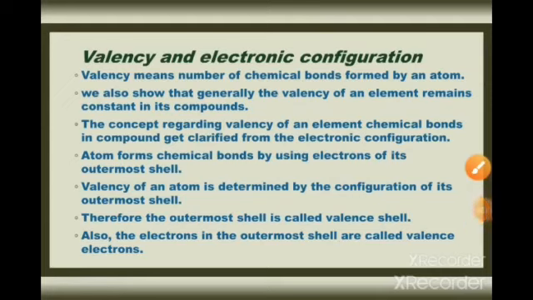Valency and electronic configuration. Valency means the number of chemical bonds formed by an atom. We also see that generally the valency of an element remains constant in its compounds. The concept of valency of an element and chemical bonds in compounds gets clarified from the electronic configuration. An atom forms chemical bonds by using electrons of its outermost shell. The valency of an atom is determined by the configuration of its outermost shell. Therefore, the outermost shell is called the valence shell, and the electrons in the outermost shell are called valence electrons.